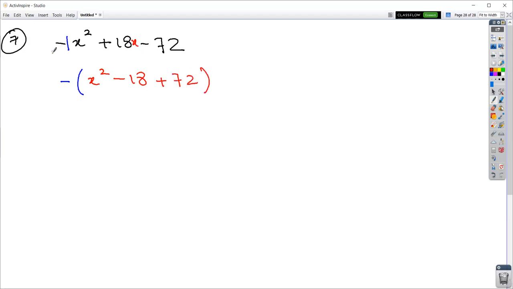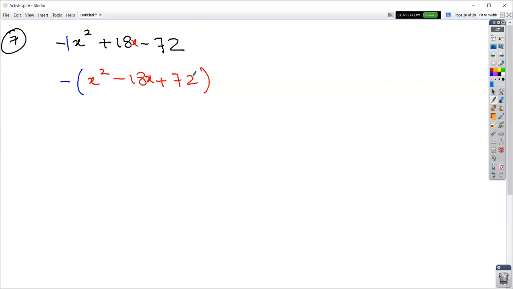So whenever we factorize the negative sign with the first term, all the other signs change. This one was negative, now it is positive. This positive changes to negative, and this negative changes to positive. When you expand the bracket, you must get the same thing again. So minus times x² is minus x². Negative and negative makes a positive 18x. And negative and positive makes a negative 72.